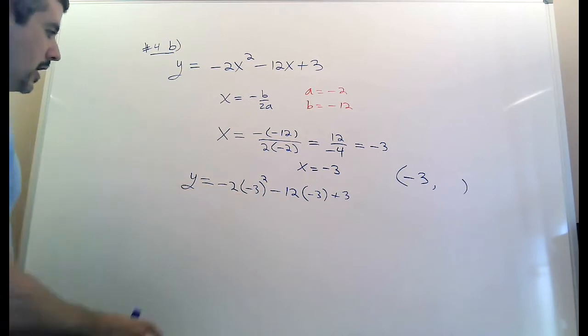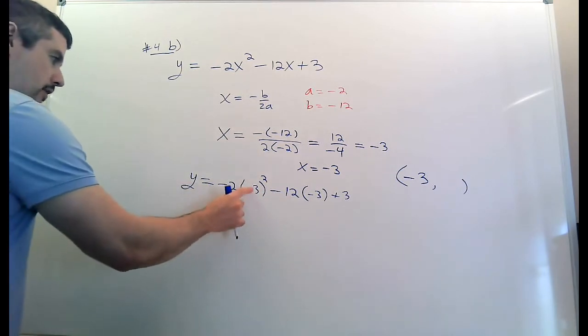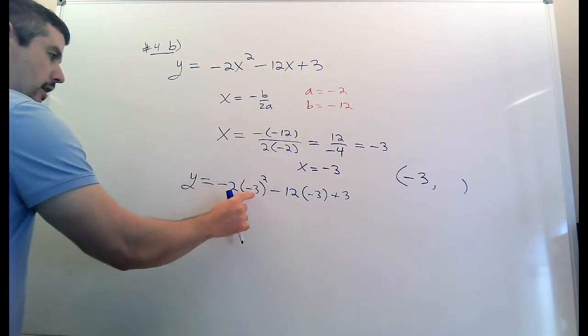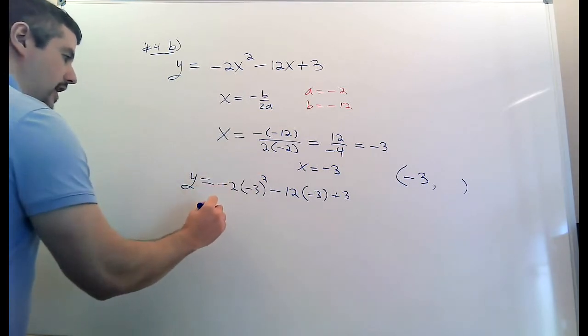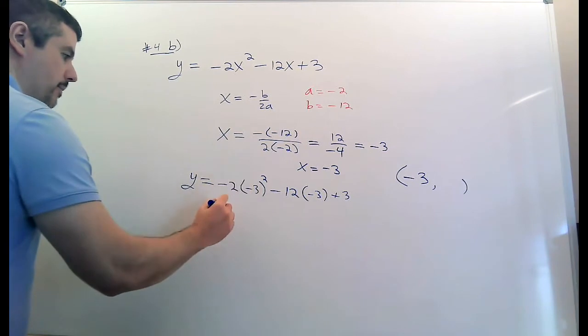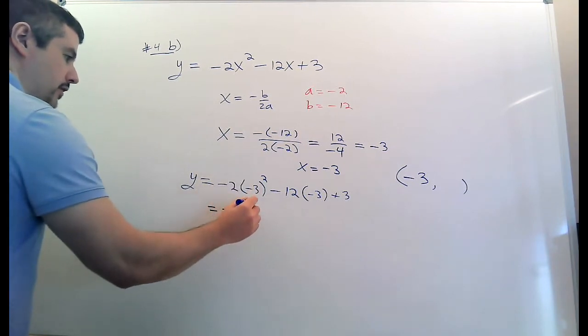People will do 2 times 3, which you can't do. You can't hop the fence with the power on. You cannot hop the fence with the power there. You have to shut the power off. So first you have to multiply negative 3 squared. Do negative 3, do the power.